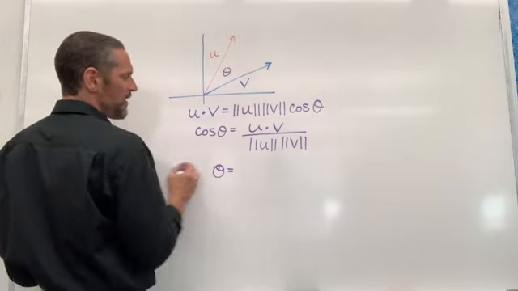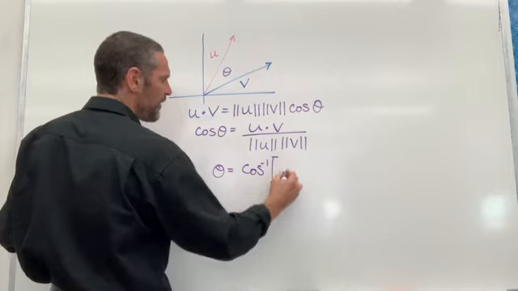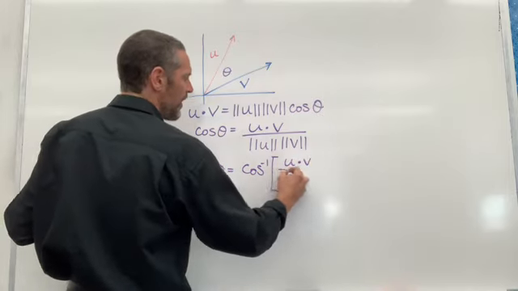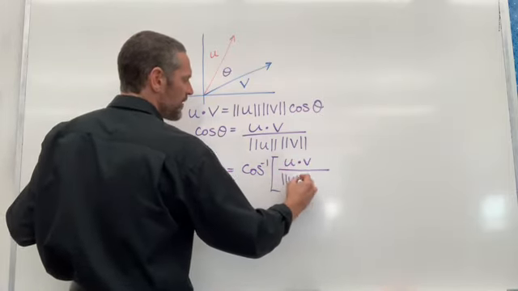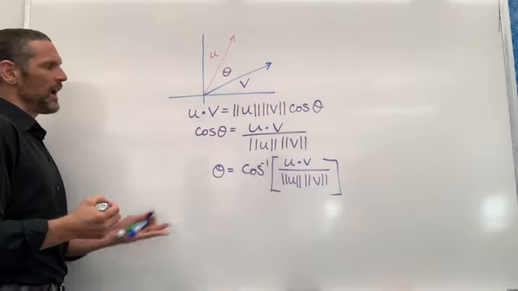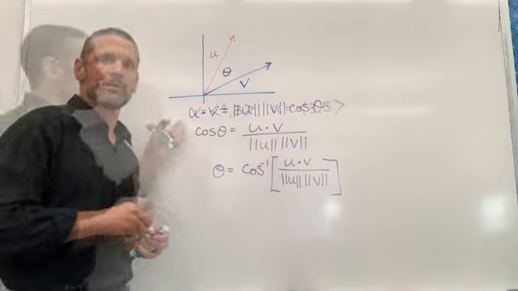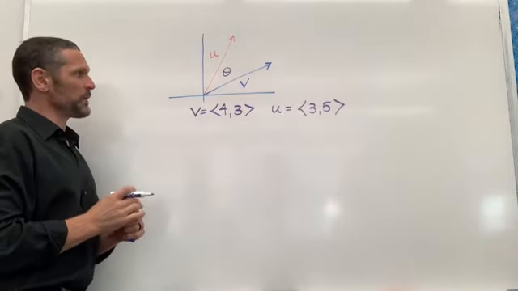So if we want to find that angle, theta is the inverse cosine of the dot product over the product of the magnitudes of the two vectors. And I let my calculator do all the walking to find the angle between the two vectors. Let's take this example. Find the angle between these two vectors.